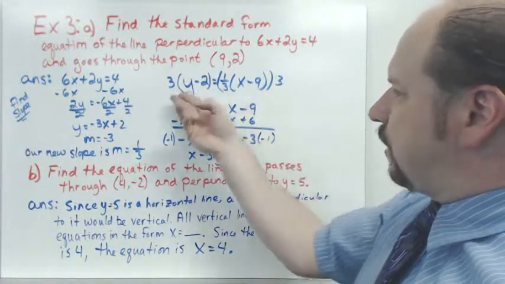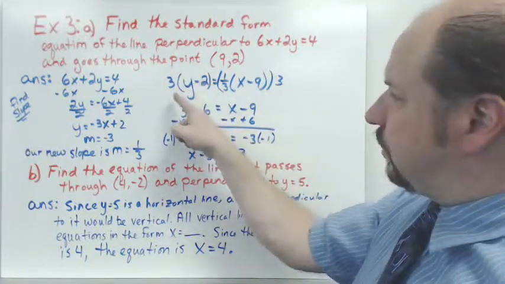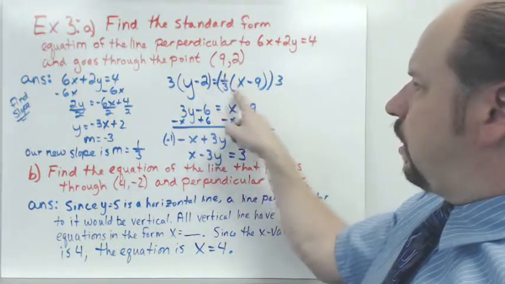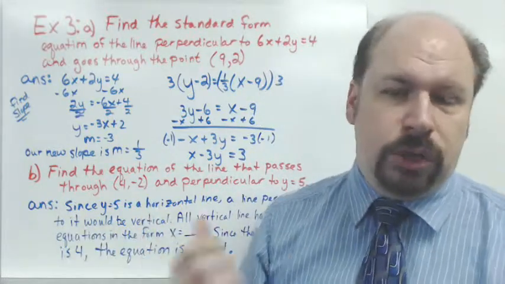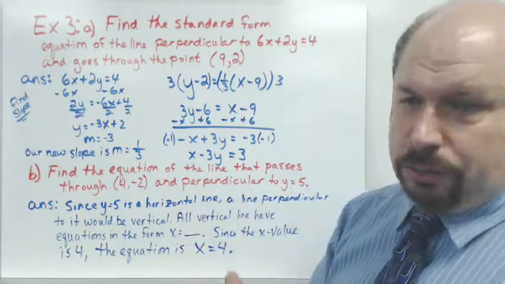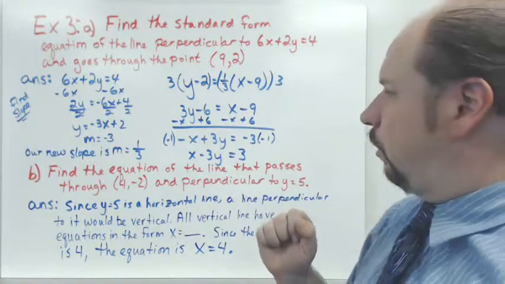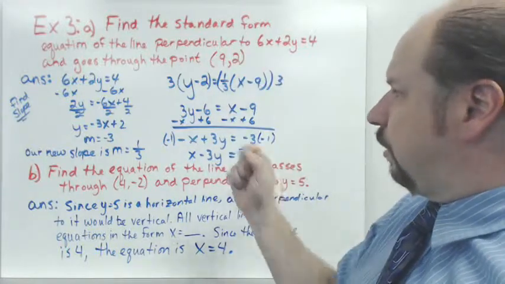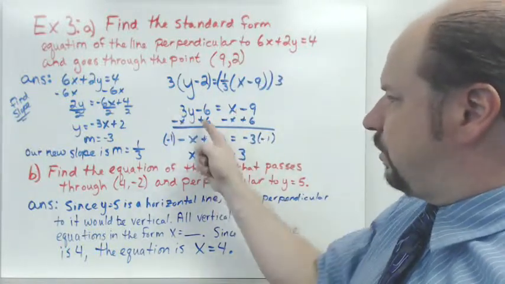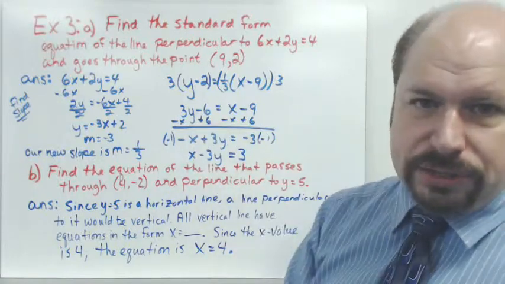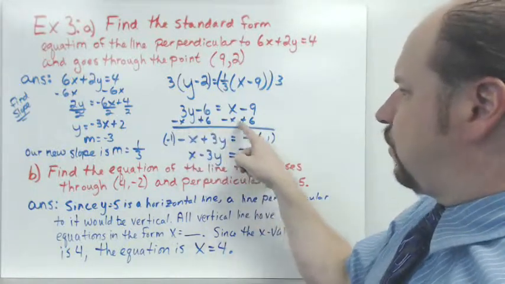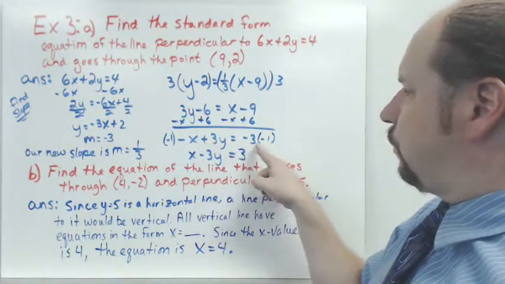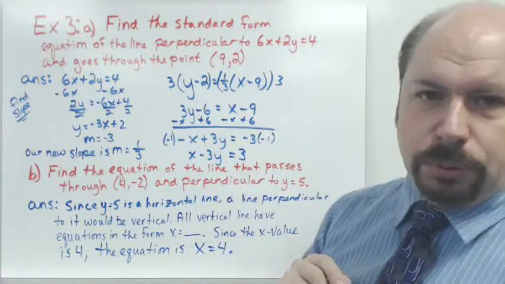So if we multiply both sides by 3, we have to distribute the 3 on this side. 3y - 6 = 1 times (x - 9). Well, that 1, when we multiply, doesn't really change the value at all. So it's just x - 9 down here. Now we just need to put it into standard form. So subtract x from both sides. And while we're at it, let's go ahead and add the 6 to both sides. So -x + 3y = -9 + 6, which is -3.